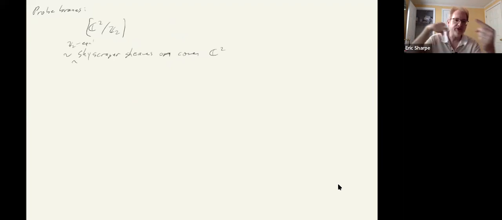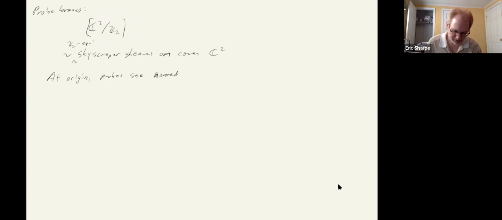Generic points in the C2, that's fine. That's going to map down to one point on C2 mod Z2. But then something funny happens over the origin. There's a bit of extra physics that happens over the origin. The extra physics is that at the origin, those probe brains can see non-reduced sheaves. So they see some non-reduced structure.